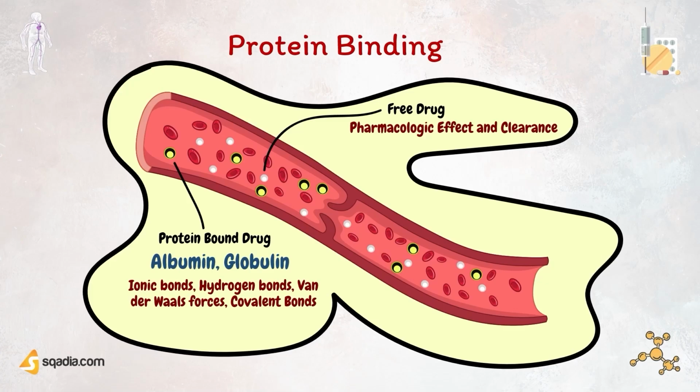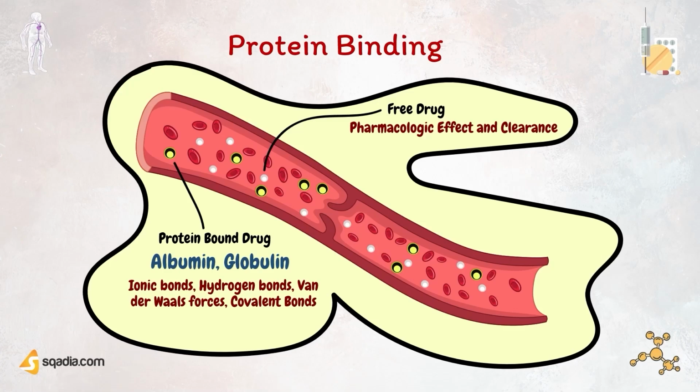Now, this can increase the amount of free drug in the plasma, leading to potentially higher concentrations in the body tissues. The binding between a drug and a plasma protein is rarely specific and is usually labile, which means reversible. The binding generally involves different bonds like ionic bonds, hydrogen bonds, van der Waals forces, covalent bonds. Now, these are the bonds between a drug and a protein.